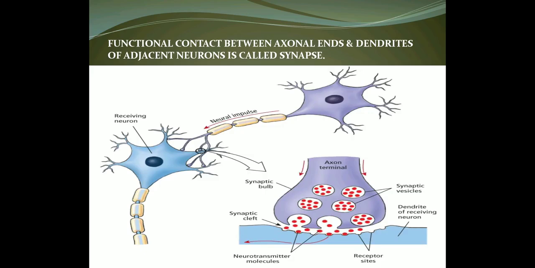Now, there is a functional contact between axonal ends and dendrites of adjacent neurons. This contact between the axonal end and the dendrites of the next neuron is called synapse. Actually, it is a gap between the two neurons. This you will study in detail in standard 12th in the chapter named control and coordination. So here you just have to remember the name, that the gap between two neurons is considered a synapse.